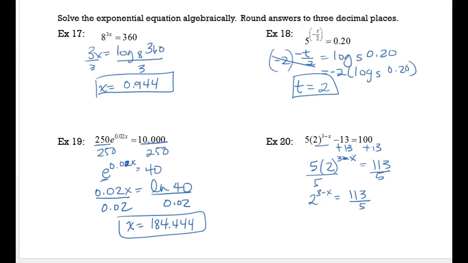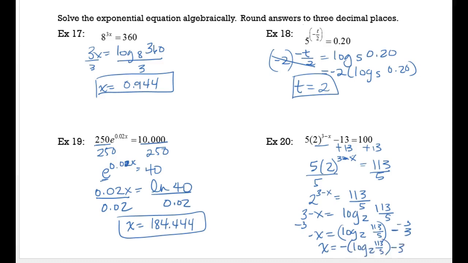Now I can rewrite this as a logarithm. 3 minus x equals the log base 2 of 113 over 5. Then I'm going to subtract 3 from both sides. So negative x equals the log base 2 of 113 over 5 minus 3. So all of this is kind of isolated. And then I need to get rid of the negative, so multiply both sides by negative 1. So I'll have x equals negative log base 2 of 113 over 5 minus 3.